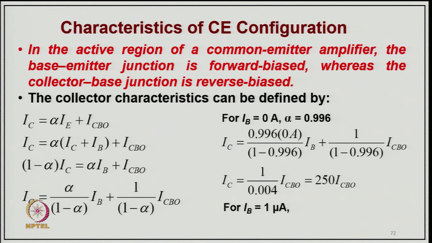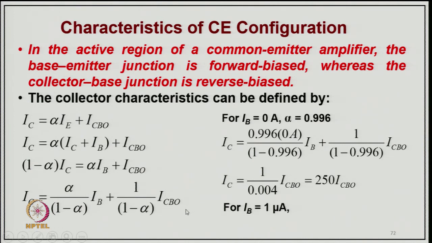In the active region of a common emitter amplifier, the base-emitter junction is forward biased, whereas the collector-base junction is reverse biased. The collector characteristic can be defined as IC equal to alpha IE plus ICBO, and IC equal to alpha (IC plus IB) plus ICBO, so (1 minus alpha) IC equals alpha IB plus ICBO, and IC equals alpha upon 1 minus alpha into IB plus 1 upon 1 minus alpha into ICBO.